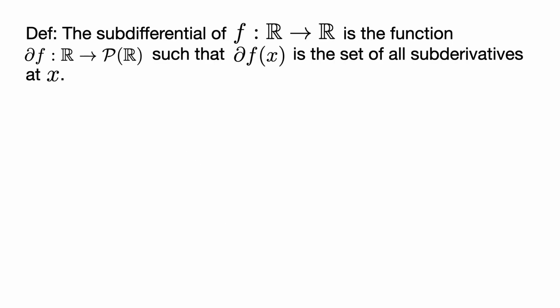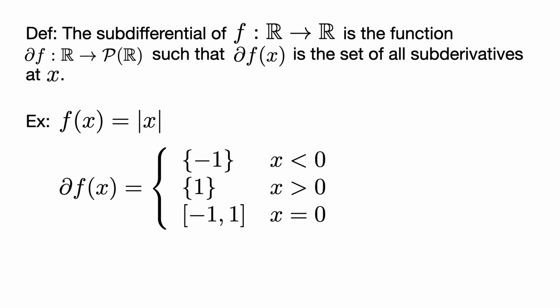Definition: the subdifferential of f, which maps the real numbers to the real numbers, is the function partial f that maps the real numbers to the power set of the real numbers, such that the partial of f at x is the set of all subderivatives at x. Here's an example. f(x) is equal to the magnitude of x. Then the subdifferential of f at x is equal to the set containing -1 if x is less than 0, the set containing 1 if x is greater than 0, and the closed interval between -1 and 1 when x is equal to 0. So this is a set-valued function.